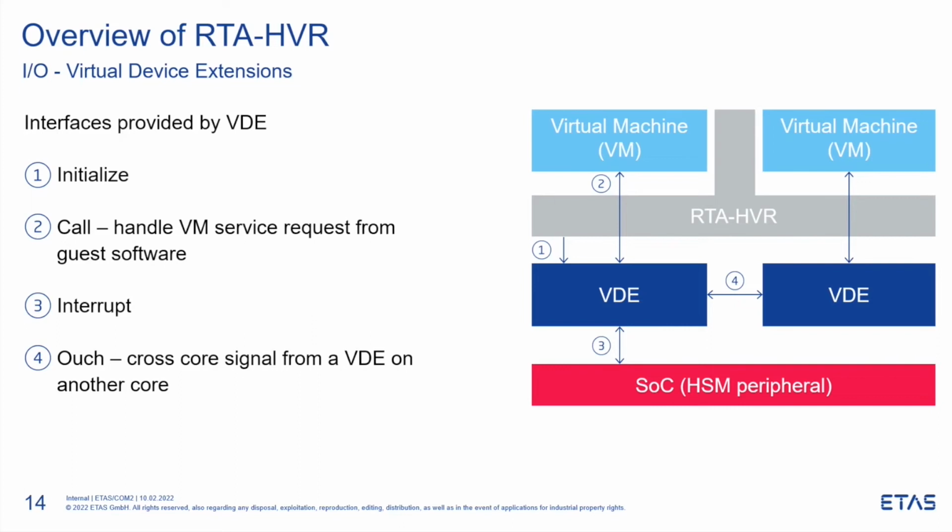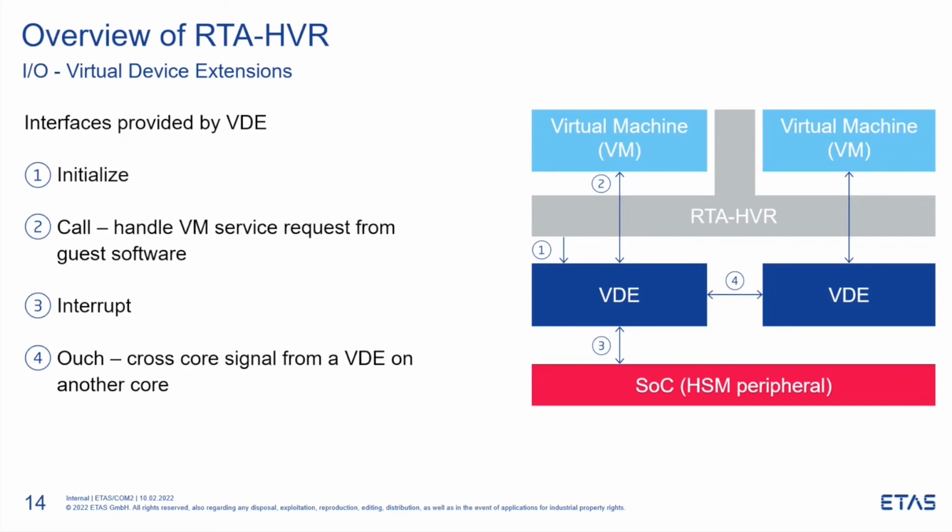The second main cluster of interactions that the VDE performs is handling the service requests from the guest software. So as the guest software makes a call to the underlying VDE, it has to be able to handle each of the different calls. The VDE will also create interrupts that go into the virtual machine as well.